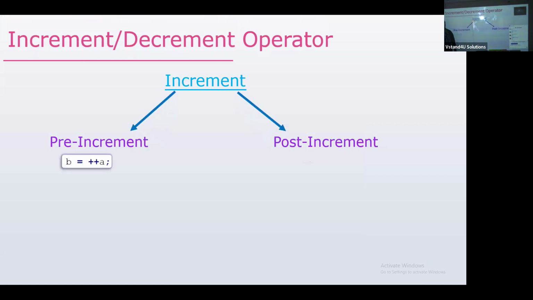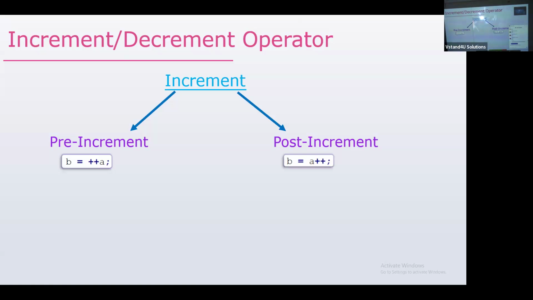Since the projector has started finally, we are ready to move forward with unary operators. I hope the screen is visible to all of you. Unary operators are also called increment or decrement operators. One type of unary operators are called increment operators. In increment operators, there are two: pre-increment and post-increment.